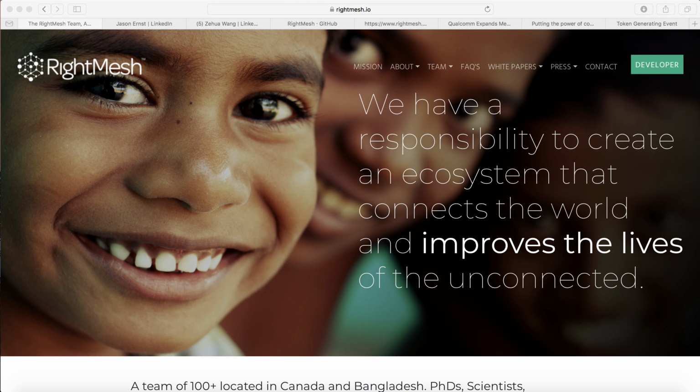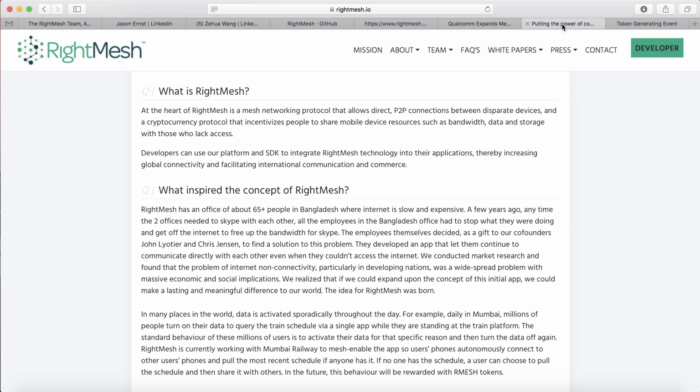There's no middleman. You can share your mobile device, for example, the bandwidth, your data, your storage, with other people who don't have access. For example, in developing countries, they don't have good Wi-Fi infrastructure, they have poor bandwidth and so on. If you go to the RightMesh FAQ, they talk about the peer-to-peer connection we mentioned earlier, where you can give incentives to people to share mobile device resources, for example data and storage, with those who cannot access.